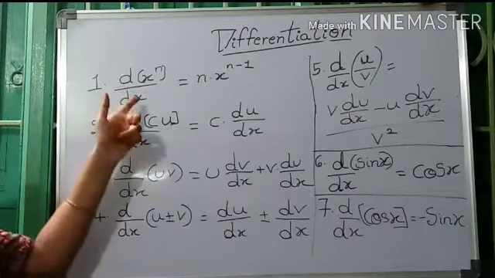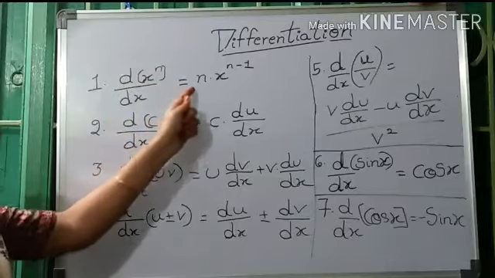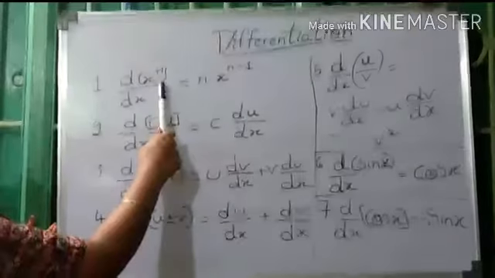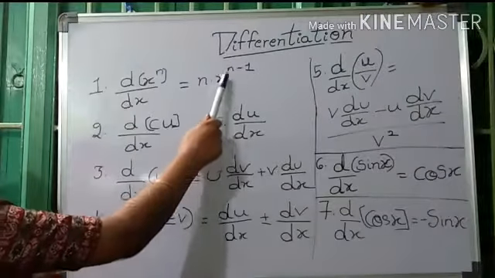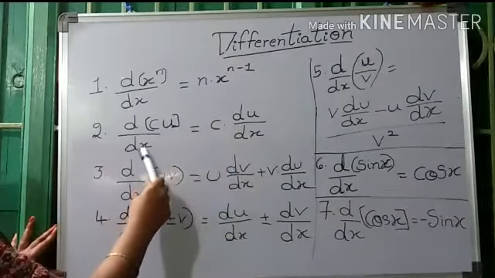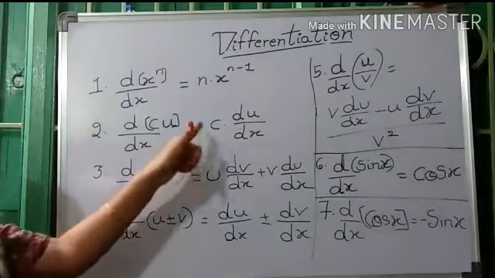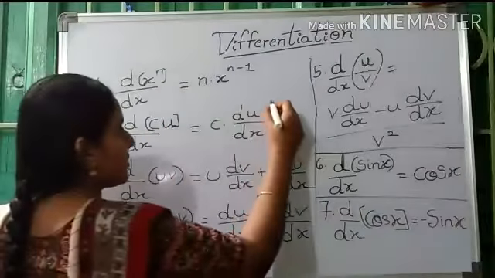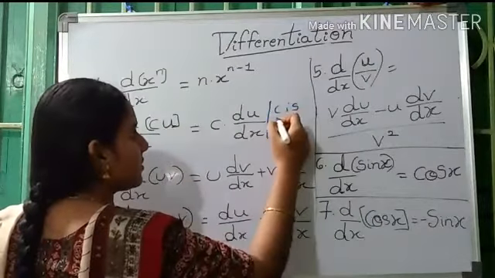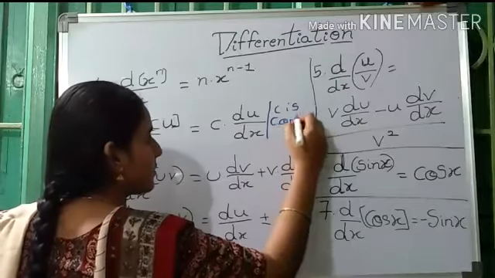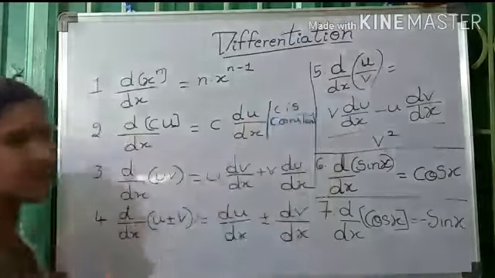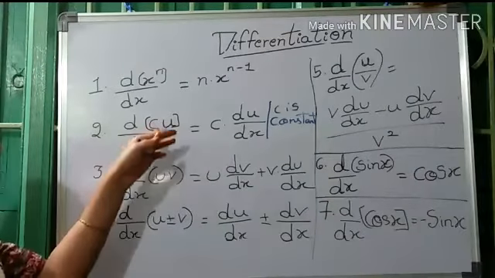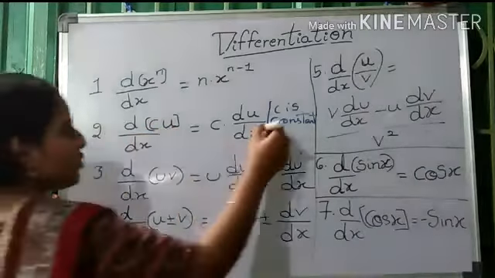First one is d by dx of x power n is equal to n into x power n minus 1. The second is d by dx of cu is equal to c into du by dx, where c is constant. Constant like 1, 2, 3, 4 or 1 by 2. Some constant, c is a constant and u is some function.